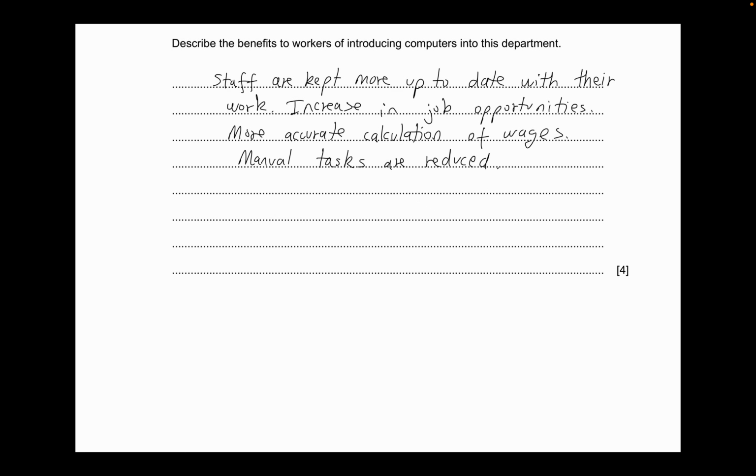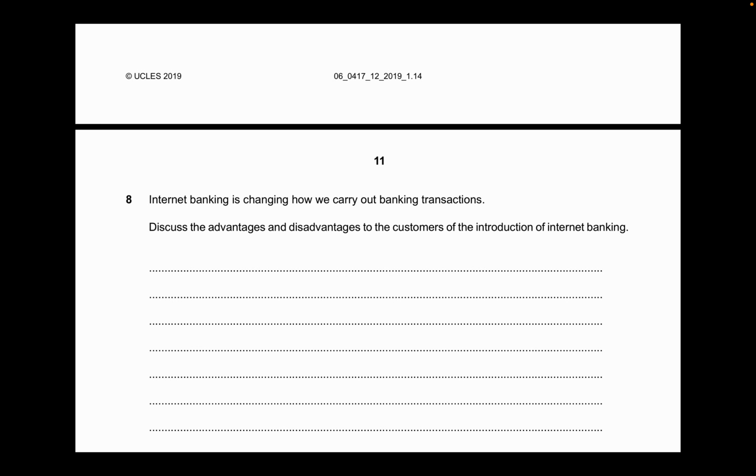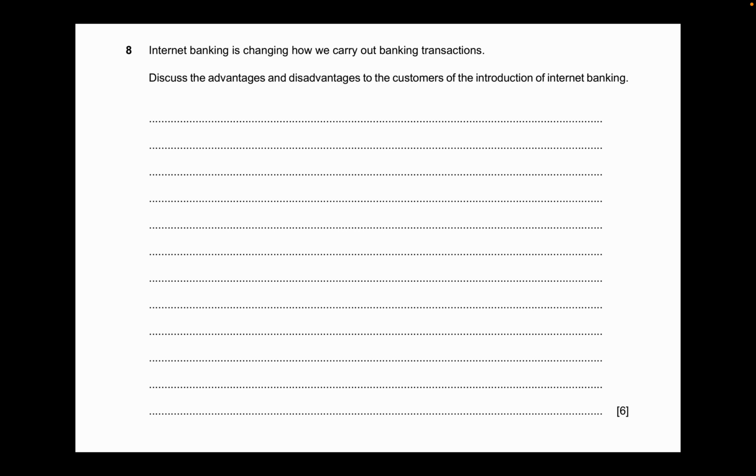Okay, let's move on to the next question. Okay, the next question is, internet banking is changing how we carry out banking transactions. Discuss the advantages and disadvantages to the customers of the introduction of internet banking. 6 marks. They're asking you to discuss the advantages and disadvantages. So you're going to write 3 points for advantages and 3 points for disadvantages. Combined total, that should give you 6 marks.